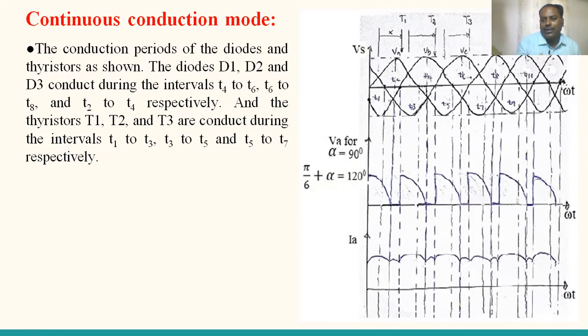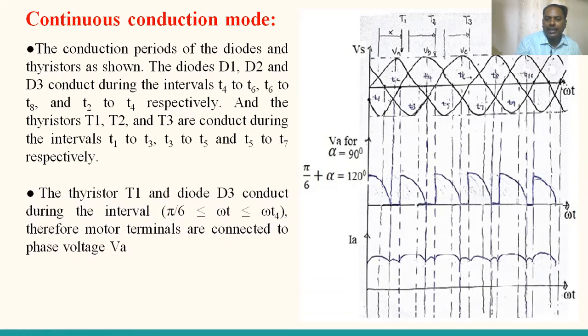So the upper half is diodes, the lower half is thyristors. The thyristor T1 and diode D3 conduct during the interval pi by 6 less than or equal to omega t less than or equal to omega T4. This omega T4 is hardly 210 degrees. During this interval, the motor terminal voltage is directly connected to the phase voltage.